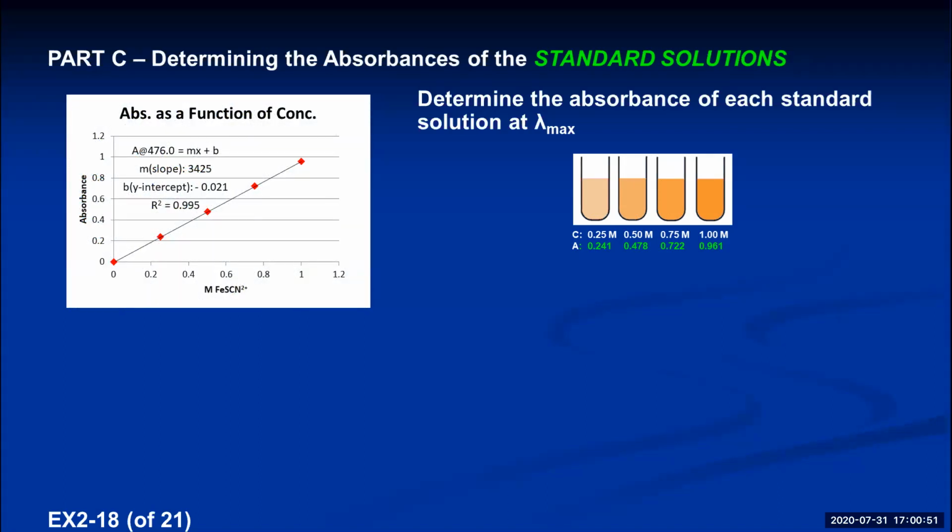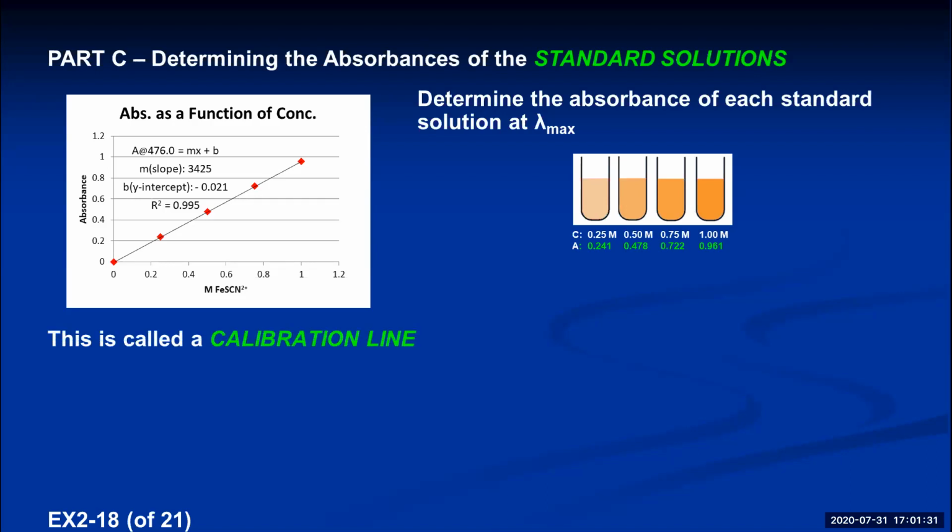When Logger Pro graphs that data, and we ask it to give us the equation of the line of best fit for those points, we'll get our equation, which is written like this: A at 476.0 equals mx plus b. They tell you m is 3,485 and b is negative 0.021. The r squared at the bottom is just a statistical tool to tell you how close the 5 points are to making a perfectly straight line. If they're a perfectly straight line, the r squared value is 1. So if you're close to 1, specifically for us greater than 0.95, the data points are pretty good. So 0.995 is some good correlation between our 5 points. Experimentally, we did a good job.